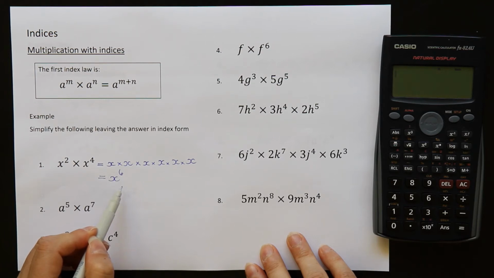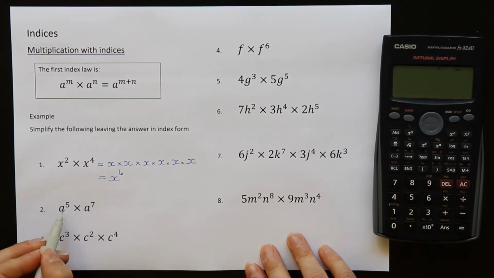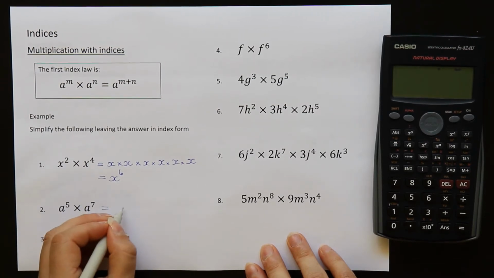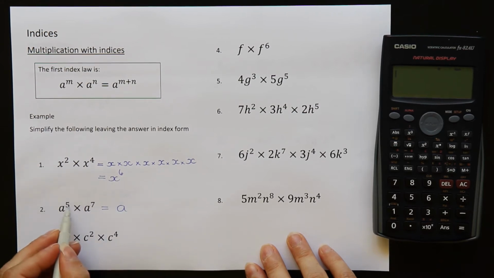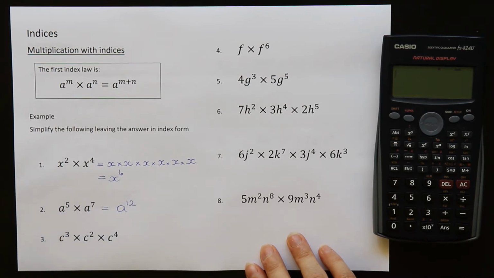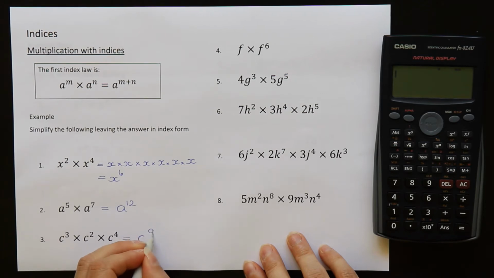From now on we can just use the short method. If I have a to the power of 5 times a to the power of 7, that's going to be equal to, a is the base, all I have to do is add the powers. 5 plus 7 is 12. Done. And it can work for more than two things. You can have more things times together here, as long as they all have the same base. They all have a base of c, so I just have to add the powers. 3 plus 2 plus 4, so 3 plus 2 is 5, plus another 4 is 9, so c to the power of 9.